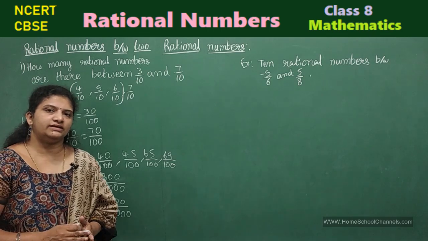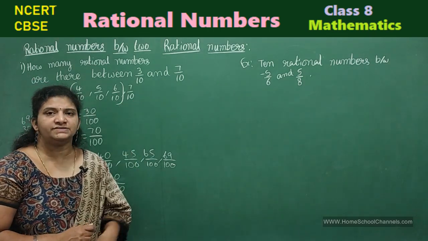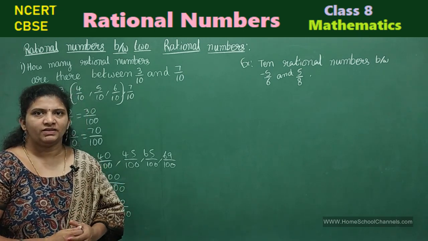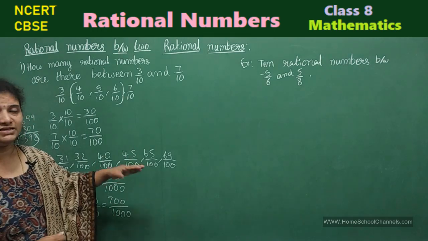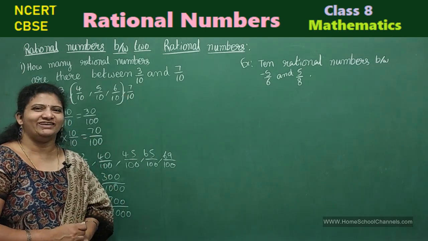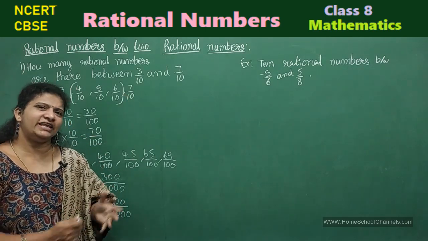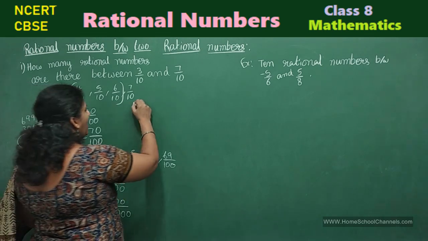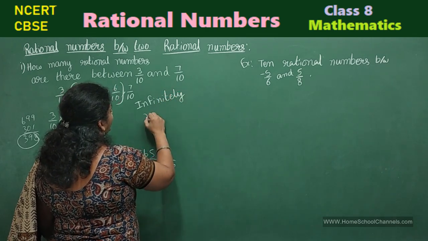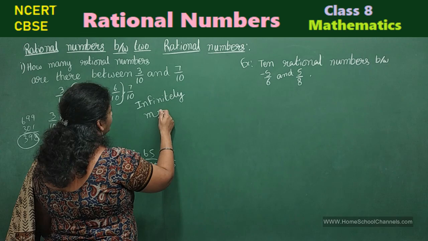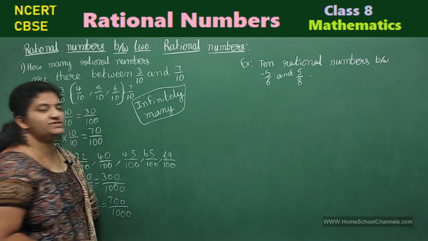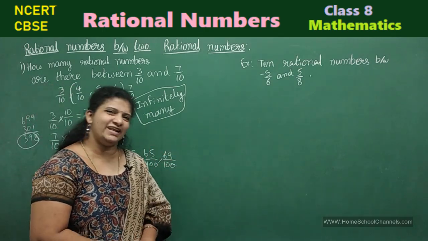So not only this, children, with any numbers you can multiply and make the denominator the same, and then you can see many rational numbers. These are all the rational numbers in between these two numbers. So finally, what can I say, how many rational numbers will there be? There are infinitely many rational numbers in between any two rational numbers.